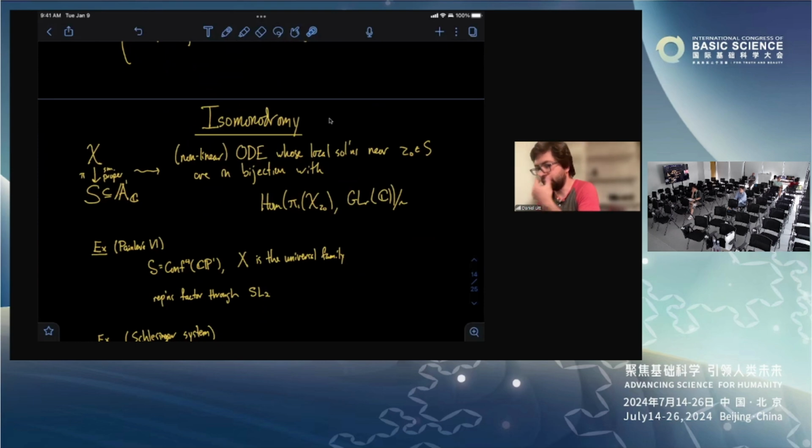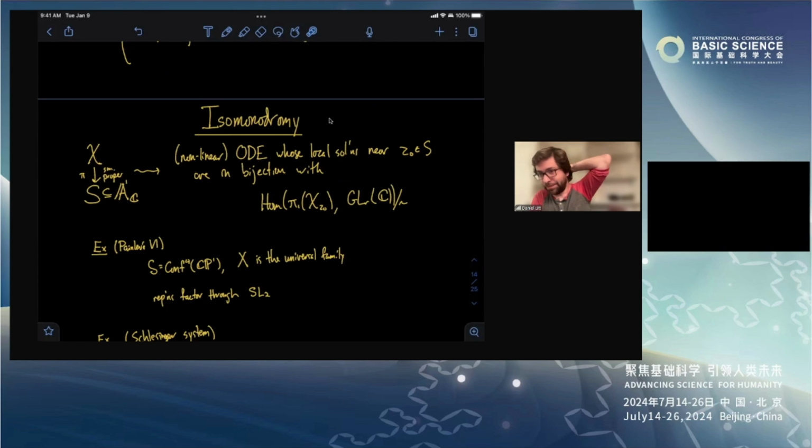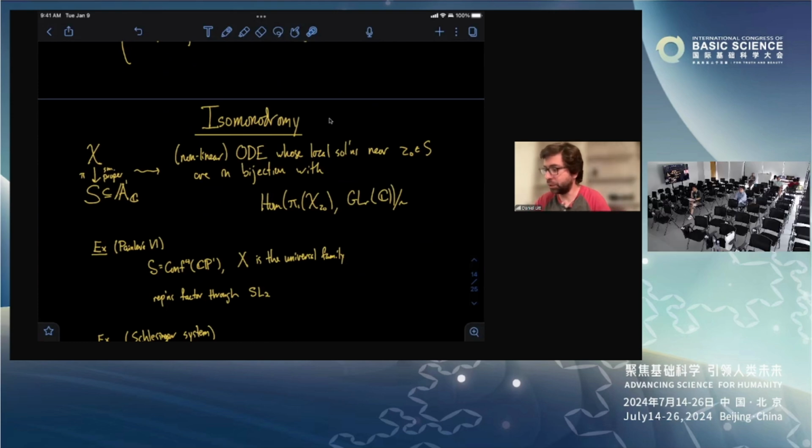Let me briefly say why this gives you a nonlinear ODE, or if you'd like, why it gives you some kind of foliation. If you perturb z_0 a little bit, you get a different fiber of this map, which has a different complex structure, but is homotopy equivalent to what you started with. Just because this is a smooth proper morphism, all the fibers are homotopy equivalent to each other.